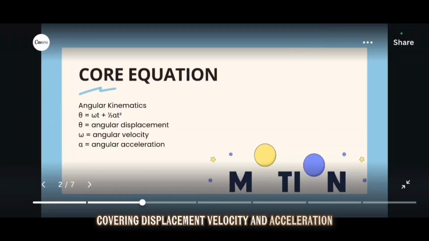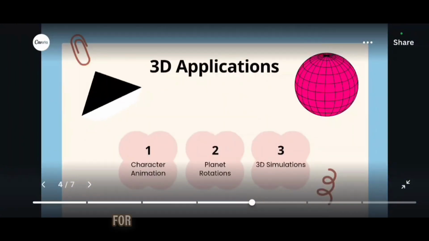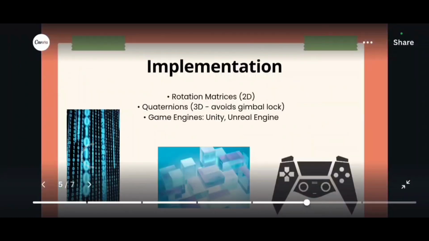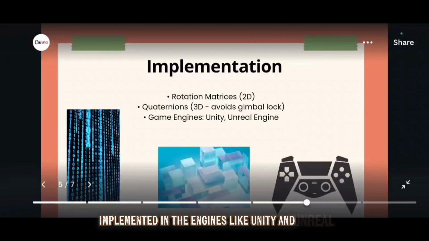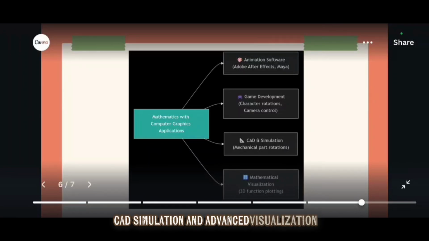and acceleration. In 2D, this principle animates wheels, gears, and the sprites in classic video games. For 3D, we use quaternions to avoid gimbal lock and enable complex animation. This is implemented in engines like Unity and Unreal. For us in MCG, this is the key to animation, software, game development, CAD, simulation, and advanced 3D visualization.